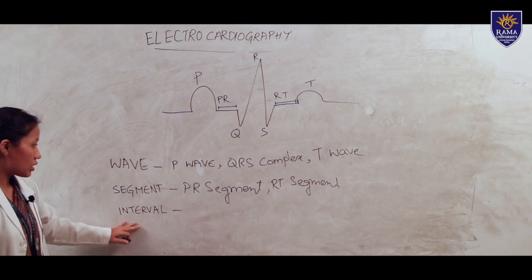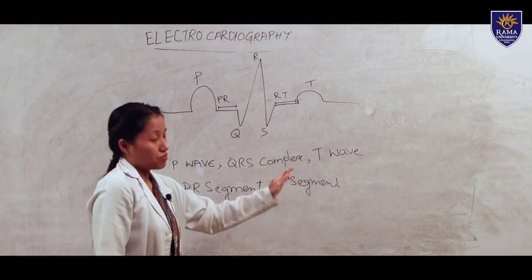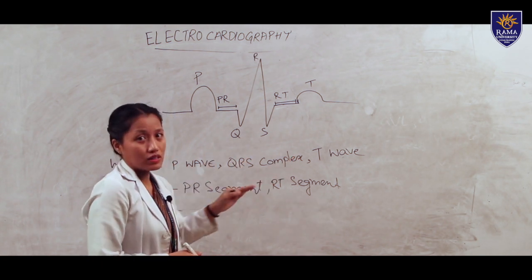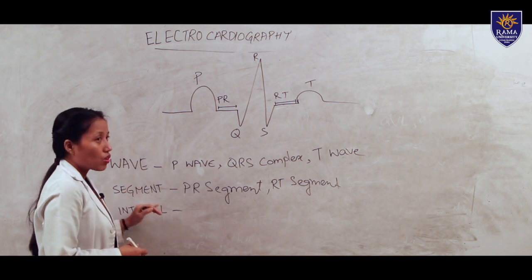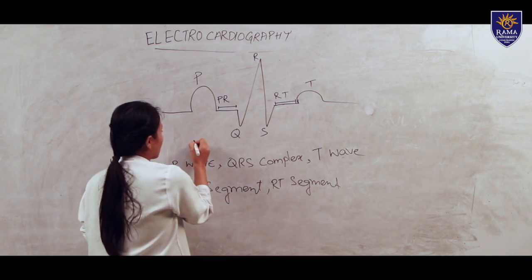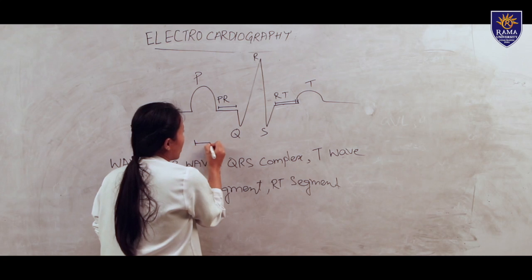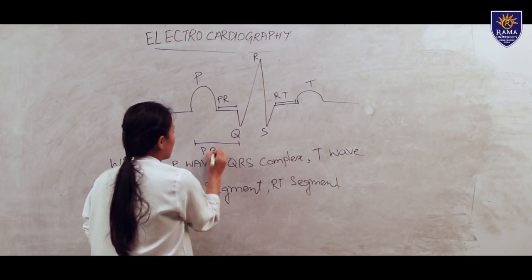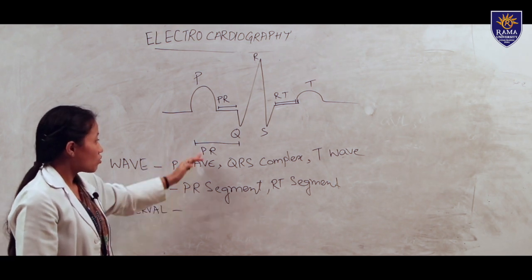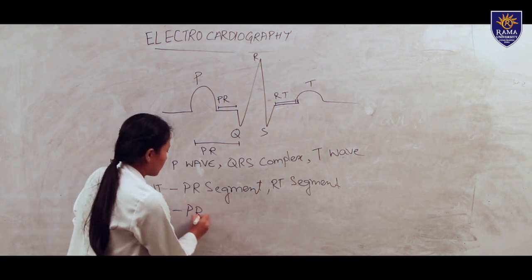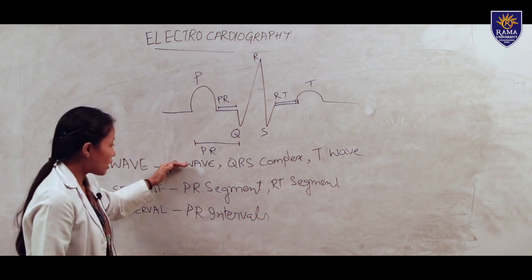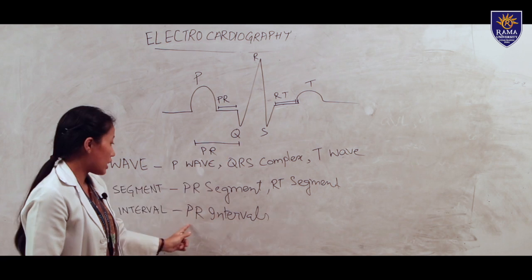Next we will see the intervals. An interval means some cardiac waves or some electrical events of the waveform together with the segments. Some waves or segments or waveforms together are known as intervals. First, the interval starting from the P wave and before the QRS complex is known as the PR interval. Starting from the P wave, that means P wave plus PR segment is known as the PR interval.